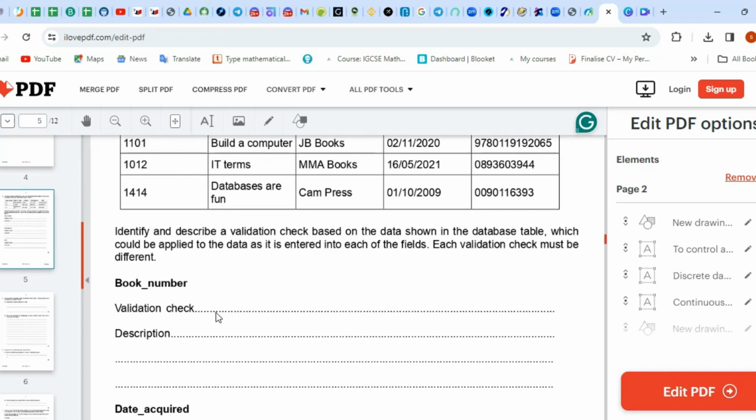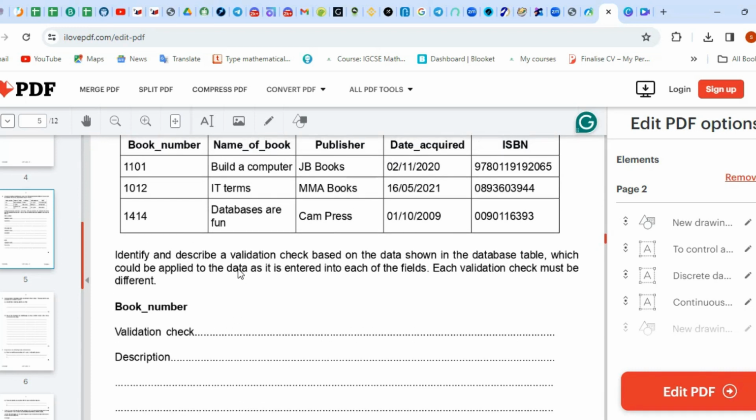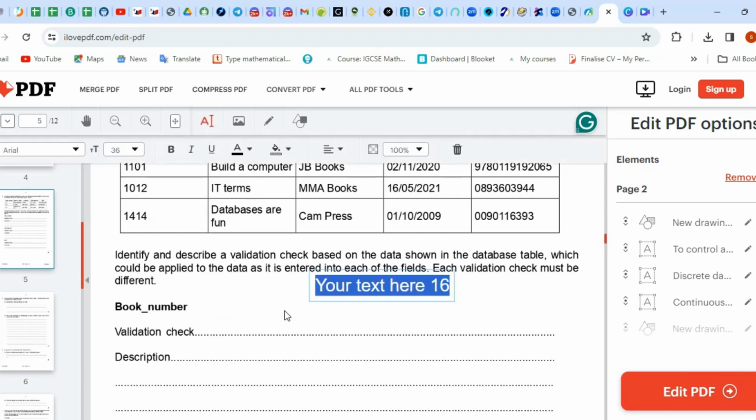All right. So, book number. Which validation check should we have for book number? We have length check. What do I call it? Length check.